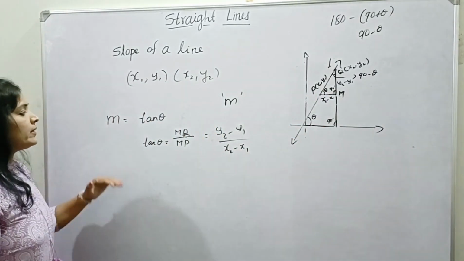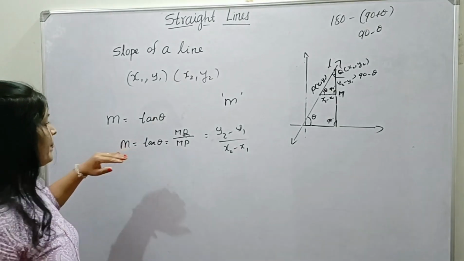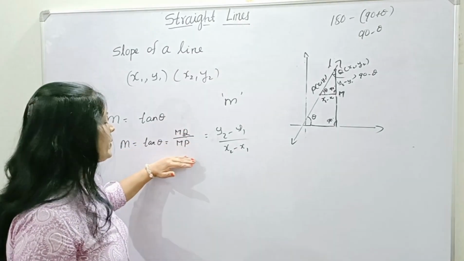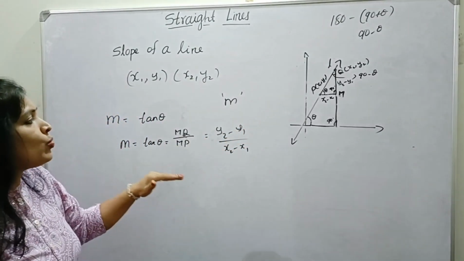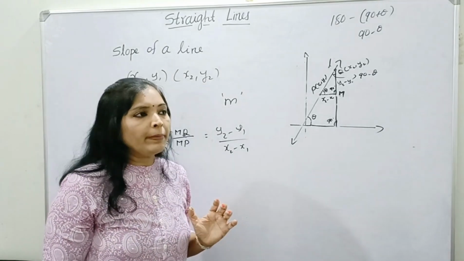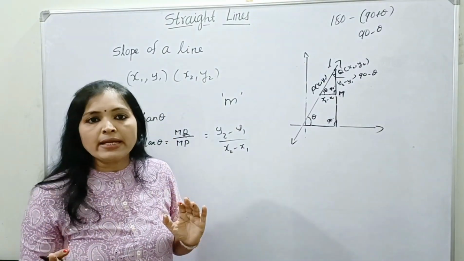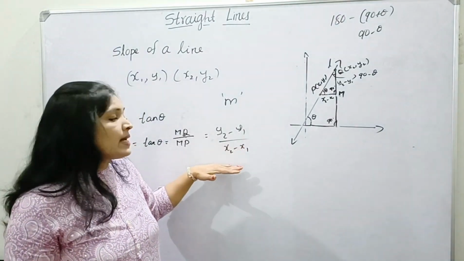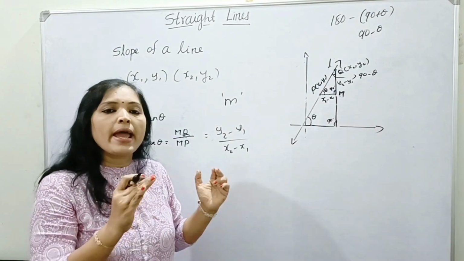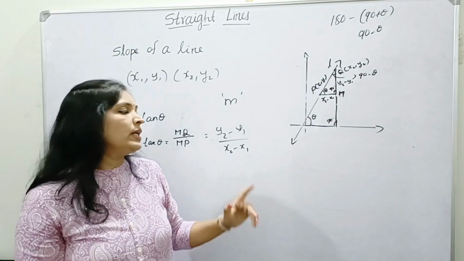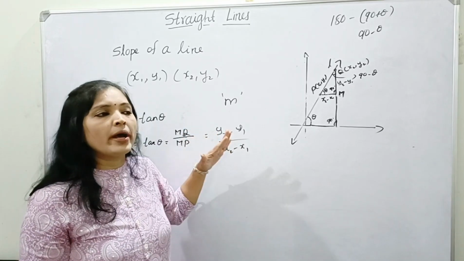So here we have got tan theta. What is tan theta? Slope of the straight line. So m is equal to MQ by MP, that is equal to y2 minus y1 divided by x2 minus x1. So remember, the slope of a line when two points on the line are given: if the two points are x1, y1 and x2, y2, then slope is y2 minus y1 divided by x2 minus x1.